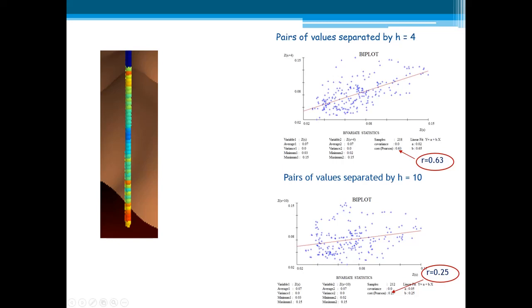H equal 4. Here the correlation coefficient is low, 0.63. And h equal 10. There is no correlation; we can consider there is no correlation between those samples separated by 10.